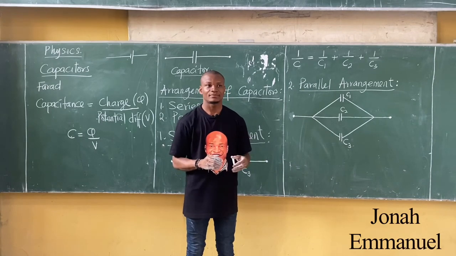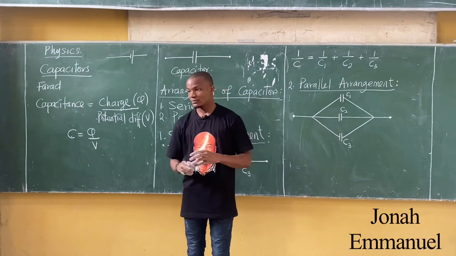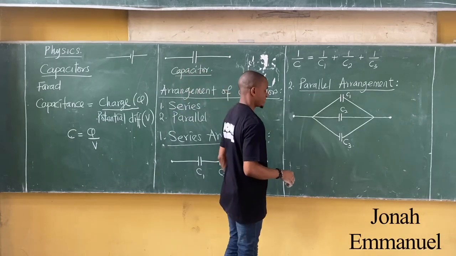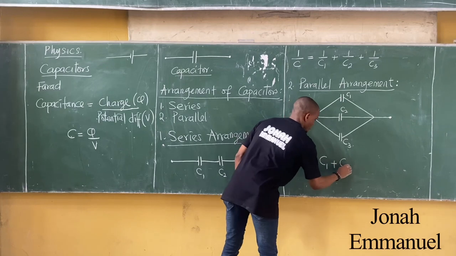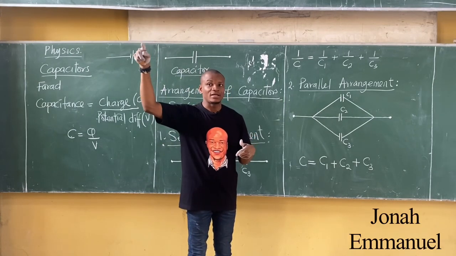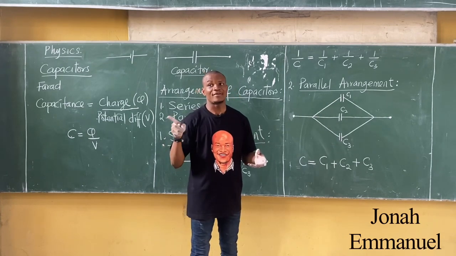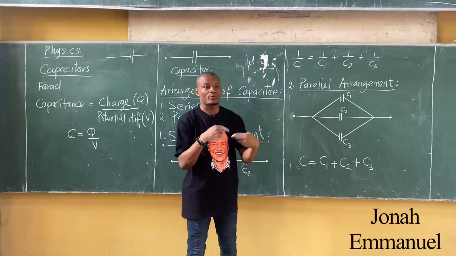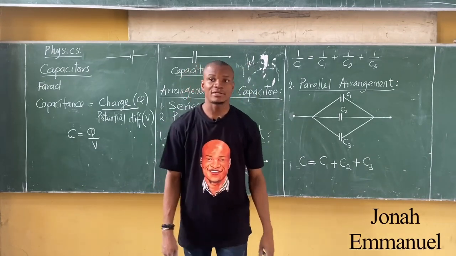So you have this. For parallel arrangement, the equivalent capacitance is given by C is equal to C1 plus C2 plus C3. So observe how this works. The formula of series for resistance becomes that of parallel for capacitance. Also, the formula for parallel of resistors becomes that of series for capacitors. So don't miss the two, okay? They are similar but actually opposite, the other way around. Alright, one last thing.